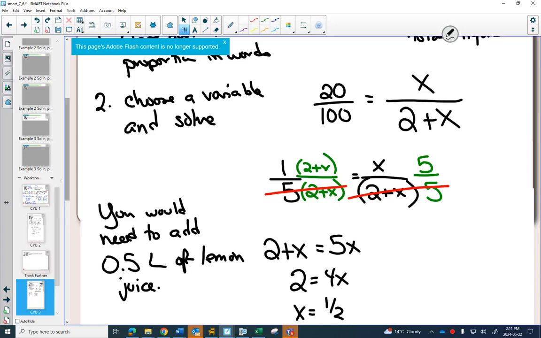And you can double check. If you added 0.5 liters, that would be how much lemon juice? What would your total be? It would be 2.5. Type that into your calculator. Do you get 0.2, 20%? Yes. If you just added the 0.4, you would have less than 20%. You'd have 16.666%.